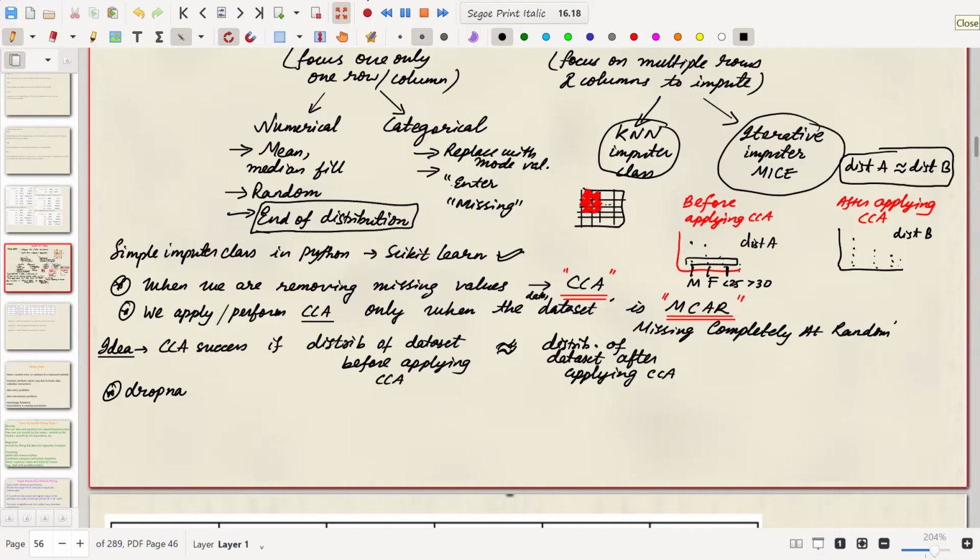Any ideas? So one good advantage of CCA is it preserves the dataset distribution. That is, before applying CCA and after applying CCA, the dataset distribution is quite similar. That you normally don't see in other methods. If you replace it with a mean or a median, then most likely the distribution might change.